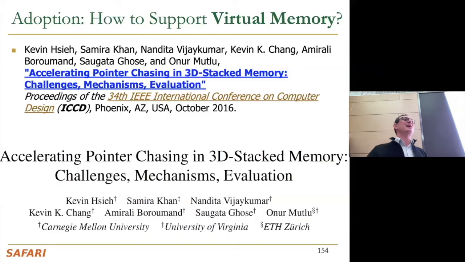We really need to re-examine how we design virtual memory. This is another example that has not changed for a long time. Virtual memory has been around for 50, 60, 70, 80 years. And unfortunately, it has not changed much, and we need to re-examine it.